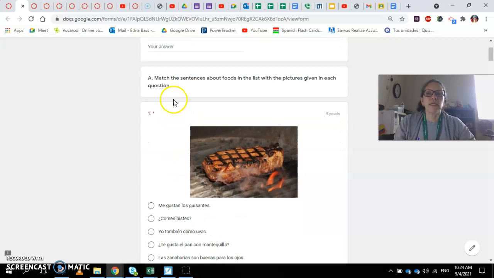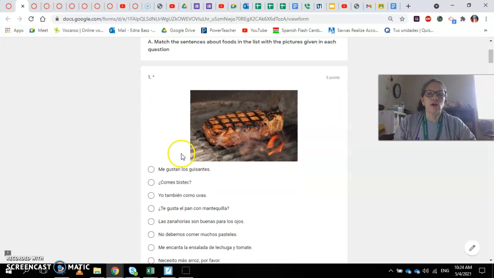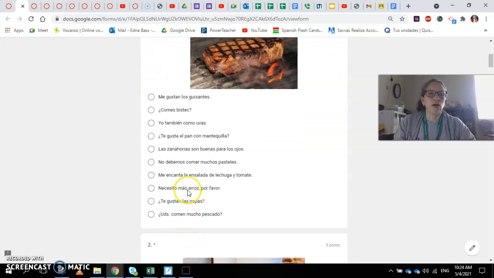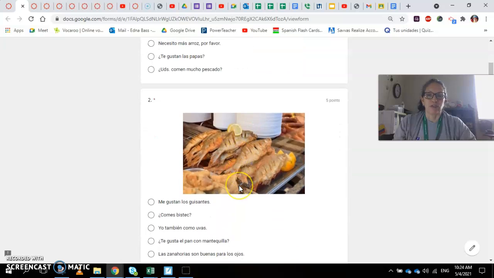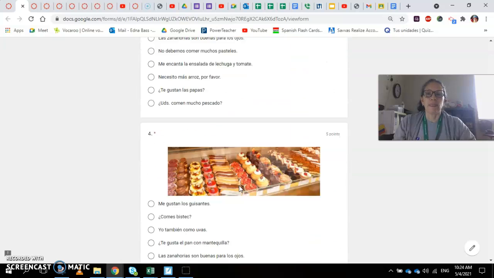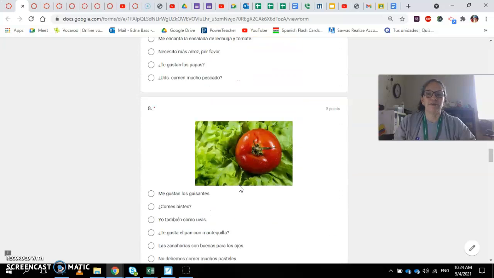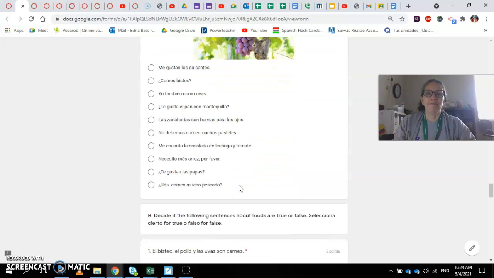In the first part, it says match the sentence about foods in the list with the pictures given in each question. So I'm giving you a picture per question. Here's question 1. And then I give you a list of statements about food, sentences about food. You're going to select the one that you think talks about this item in the picture. So you're going to do that for 10 different pictures. Okay?